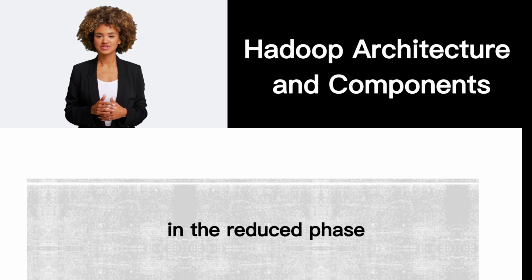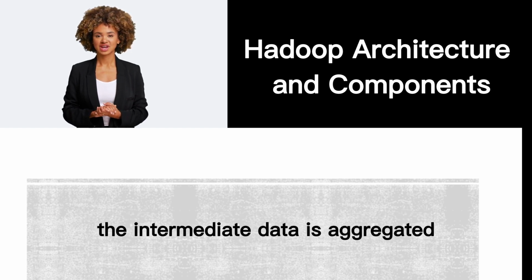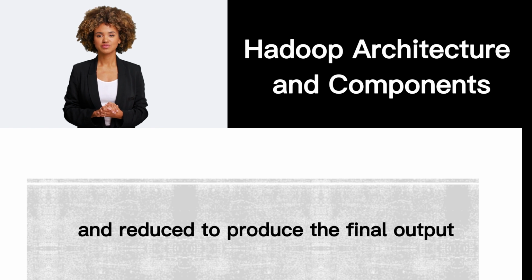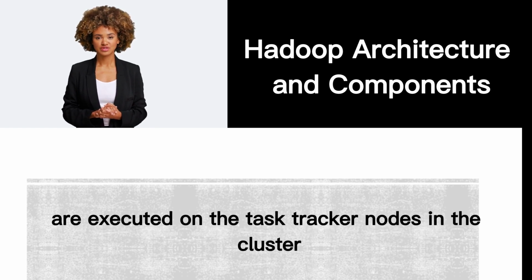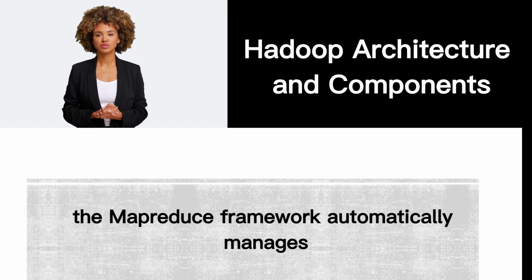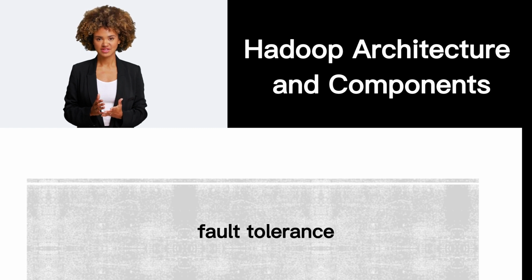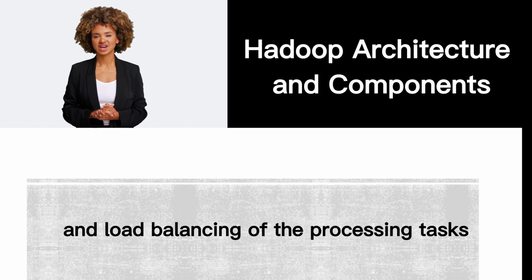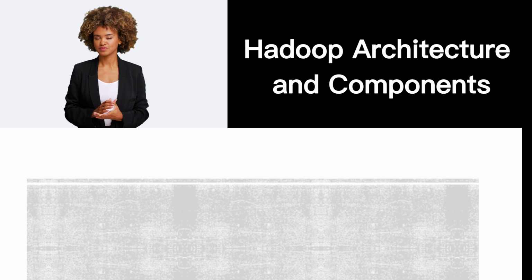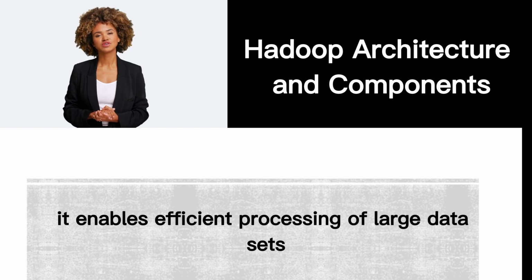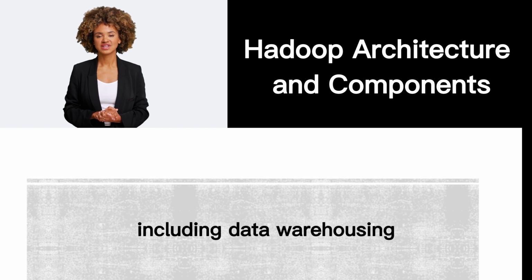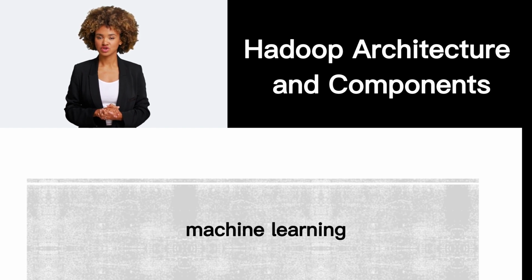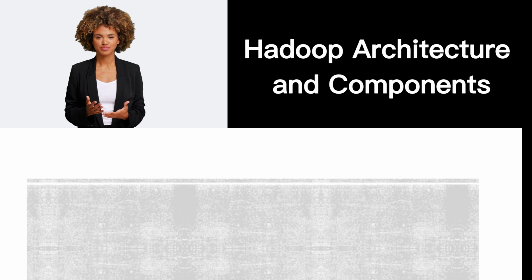In the reduce phase, the intermediate data is aggregated and reduced to produce the final output. The map and reduce tasks are executed on the task tracker nodes in the cluster. The MapReduce framework automatically manages the parallelism, fault tolerance, and load balancing of the processing tasks across the cluster. It enables efficient processing of large datasets and can be used for a variety of big data applications, including data warehousing, machine learning, and real-time analytics.